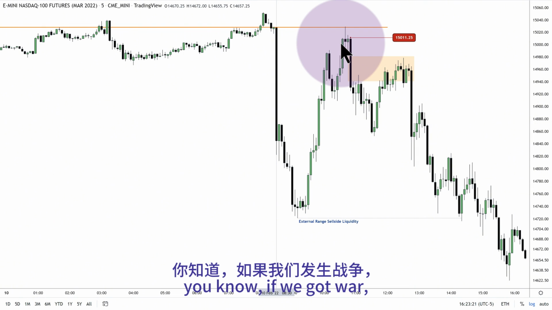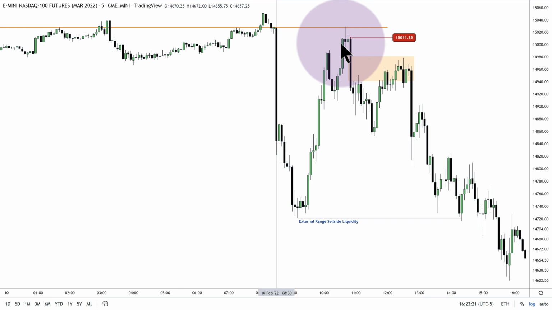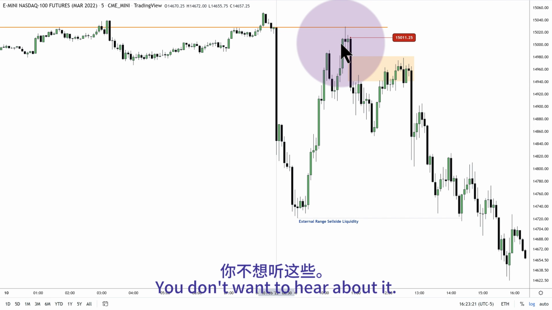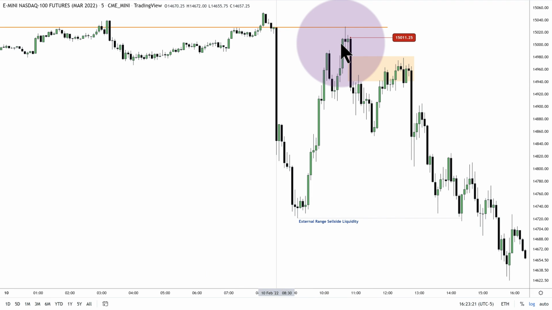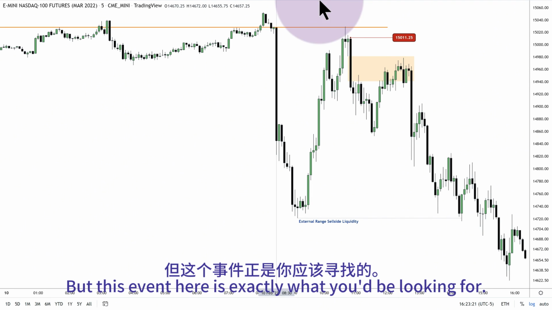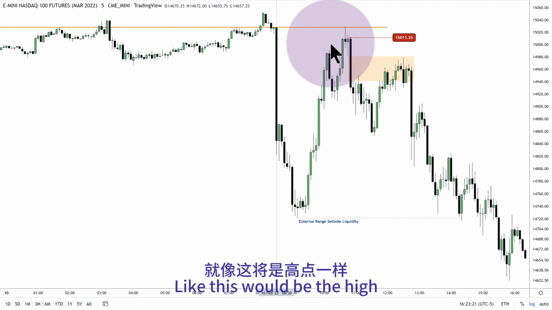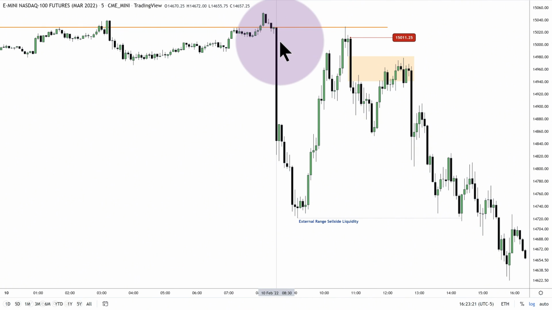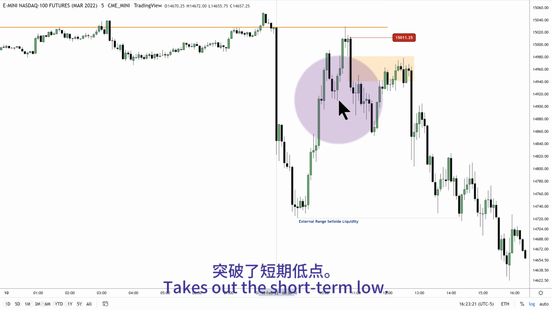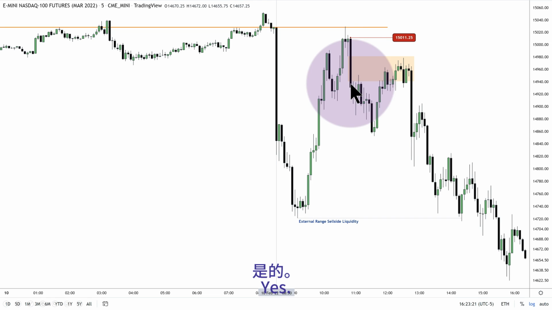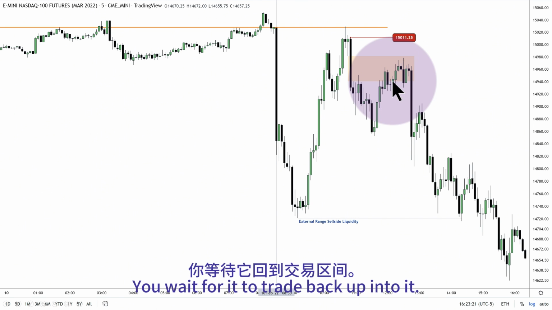So, if we got war, and I keep talking that stuff, you don't want to hear about it, but it's a factor. You have to consider it. It's going to be an impediment to very smooth markets, but it'll increase volatility, which is really fun. But this event here is exactly what you'd be looking for. Like this would be the high prior to the 8:30 normally. And it runs above the high, then it breaks down, takes out the short-term low. Is there a fair value gap there? Yes. You wait for it to trade back up into it.